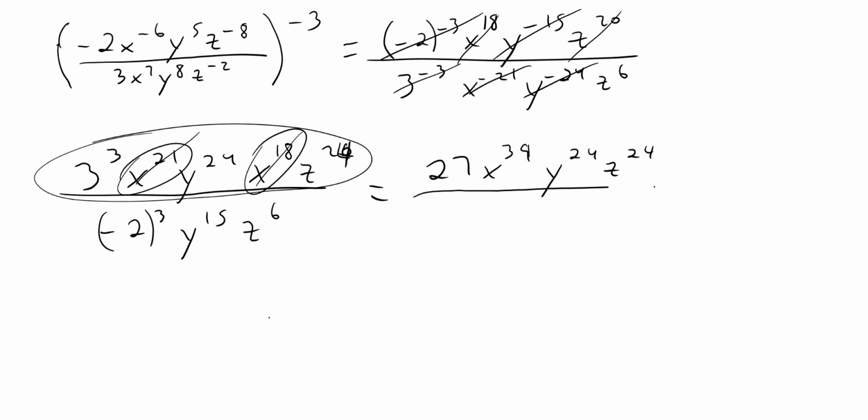Okay. And on the bottom, negative 2 cubed. Put it in your calculator. Make sure you put your parentheses in there. And it's negative 8, y to the 15th, z to the 6th. So we're almost done. Now I just want to do battle.